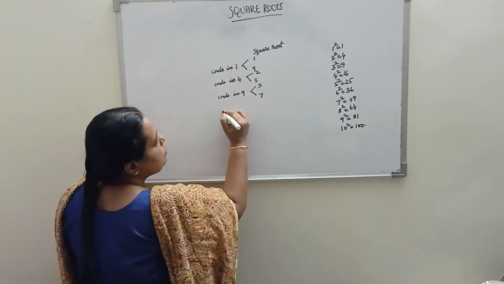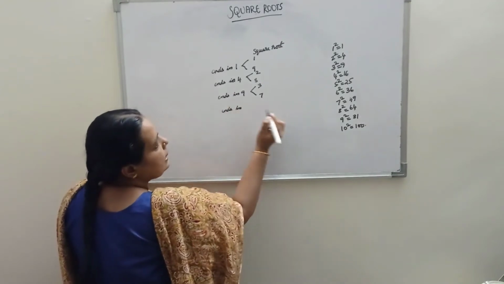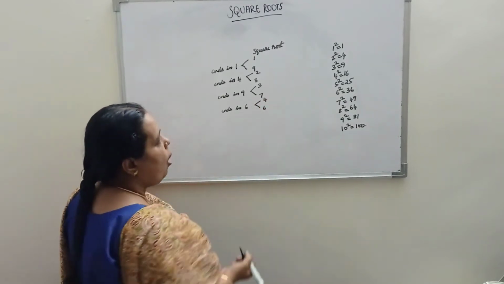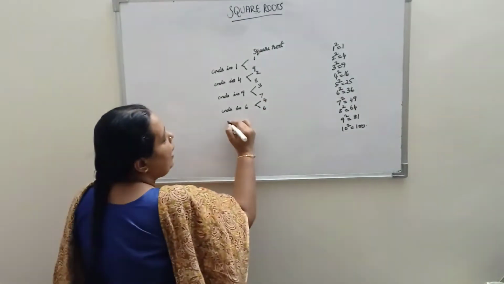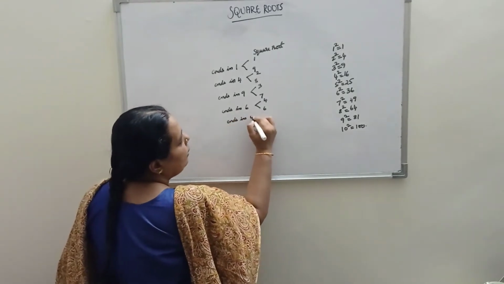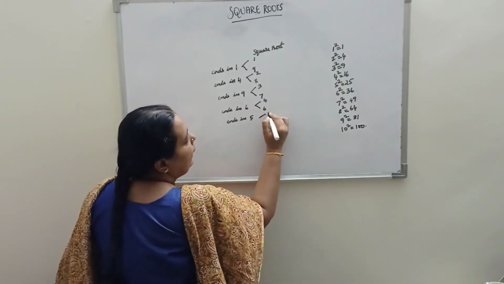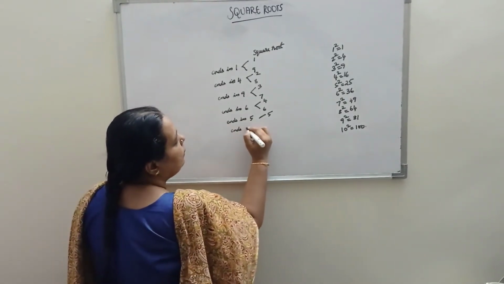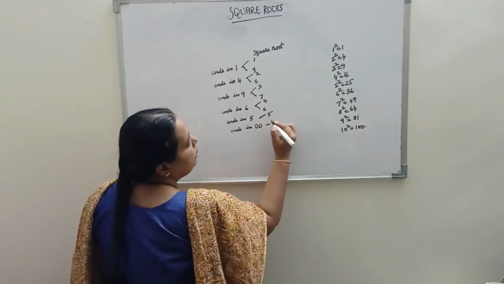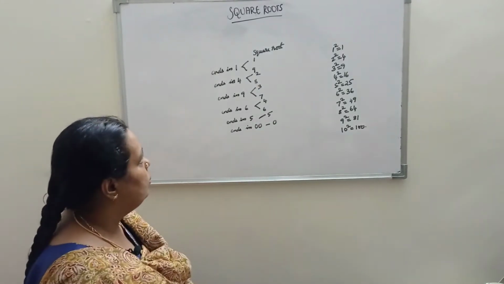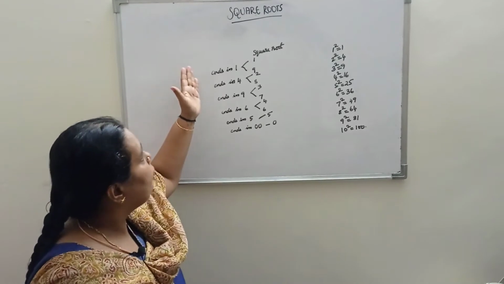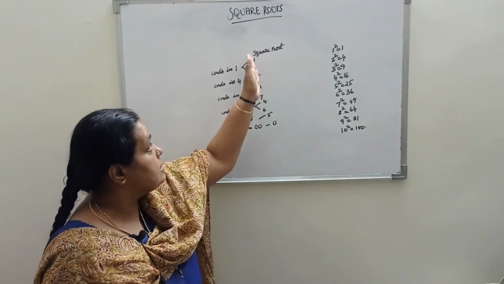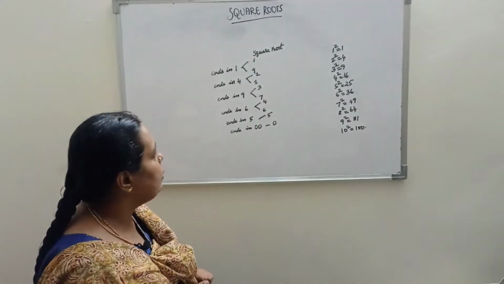If the number ends in 6, the square root will end in 4 or 6. And if the square number ends in 5, the square root will end in 5 only. And if the square number ends in 00, the root will end in 0. So this is the main thing we have to learn, because from this only we will be able to know the ending digits of the square root numbers.